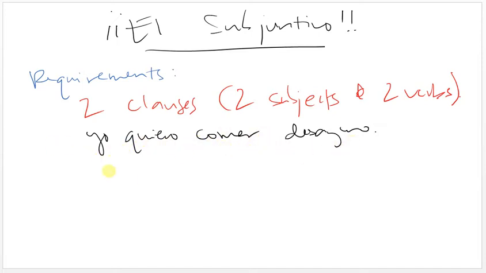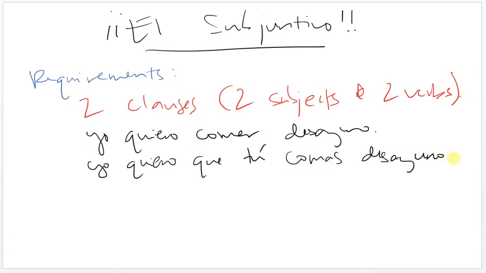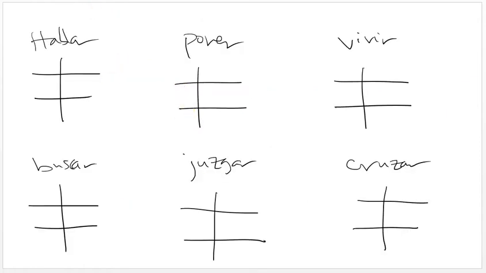Yo quiero comer desayuno. But if I say I want you to eat breakfast, then I would say yo quiero que tú, and then I have to use a subjunctive, comas desayuno, and that's because I have two subjects. So I want, you eat, subjunctive. Okay, the other requirement for the subjunctive is that you have to have a trigger, and we're going to be reviewing in just a couple of minutes what those triggers are. But first, let's talk about how you form the subjunctive. Hopefully this will be a very easy review.